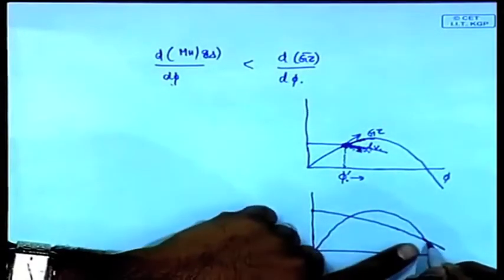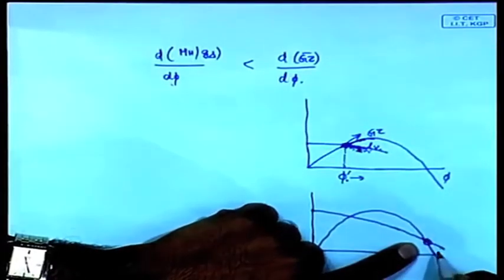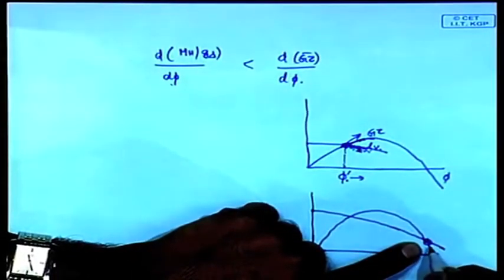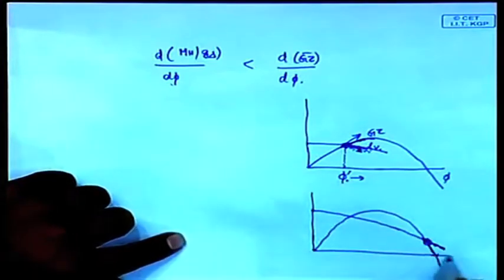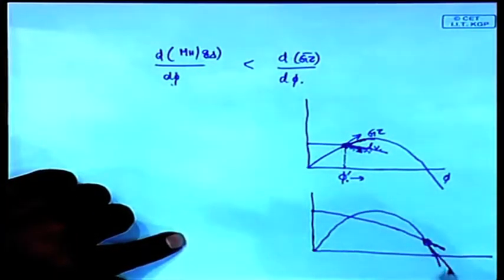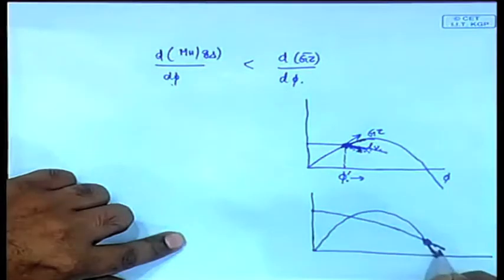Let us take this case, this position. What happens here? Here it is the other way around. The moment it crosses here, Gz is below the healing moment curve. This part alone we will draw. This is Gz. Gz is below the healing moment curve. So, the righting moment is less than the healing moment the moment it crosses this.